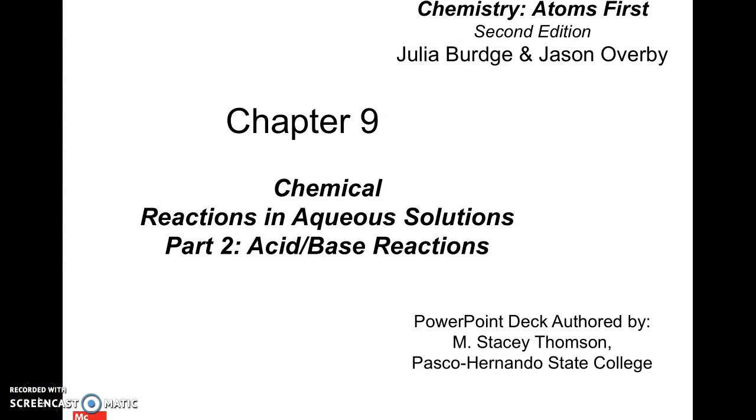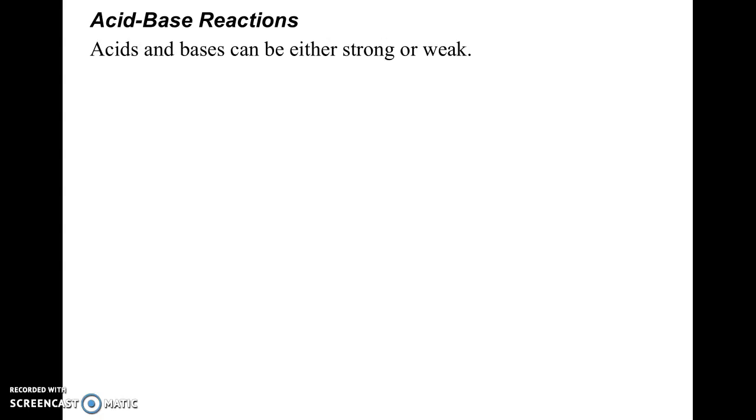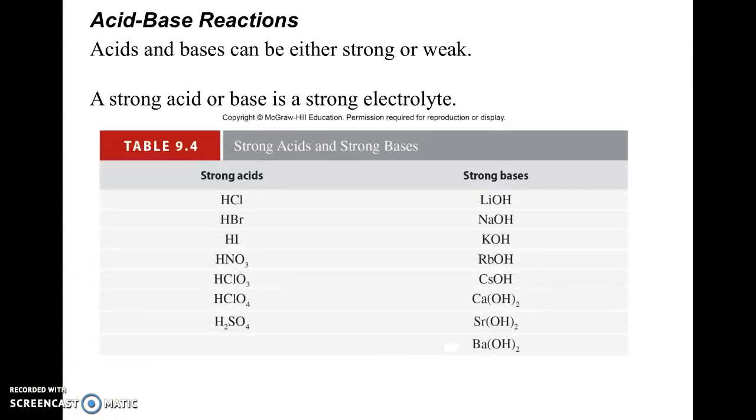Okay, Chem 1110 students, now we're going to talk about the second topic in Chapter 9, and that is acid-base reactions. So just as a reminder, acids and bases both can either be strong or they can be weak, and a strong acid or a strong base is a strong electrolyte, and they totally dissociate.